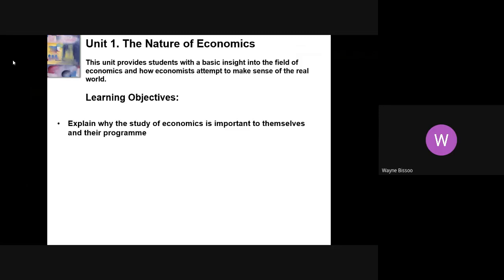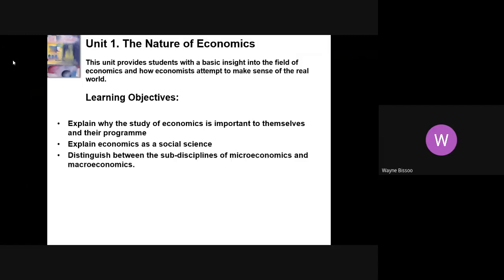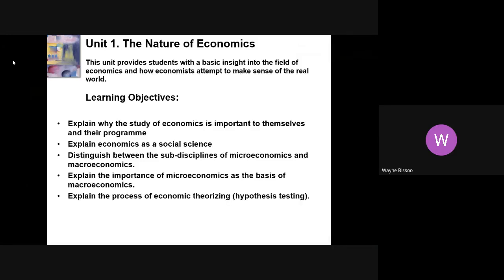The specific objectives are that we want to explain why the study of economics is important to economists, of course, and to you and the program that you're doing. Next, explain economics as a social science, distinguish between the subdisciplines of micro and macroeconomics, because most of you have a follow-up to do after micro, which is macro. Explain the importance of micro as a basis for macroeconomics, explain the process of economic theorizing, which is called hypothesis testing, and differentiate between positive and normative economics.